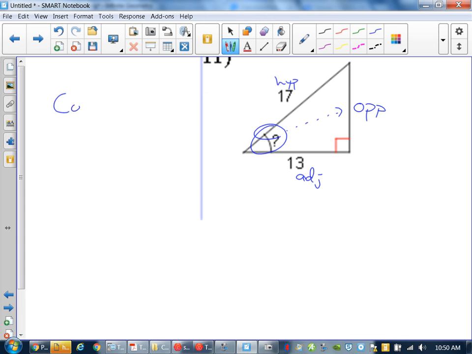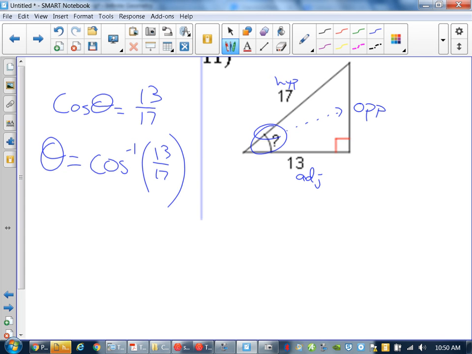How do I show what I'm going to put in the calculator on paper? What do I write down? Theta, parentheses, 13 over 17. Push some buttons and then you're done. 40.12. There you go. 40.119 or something like that. So it's 40.12. Perfect.